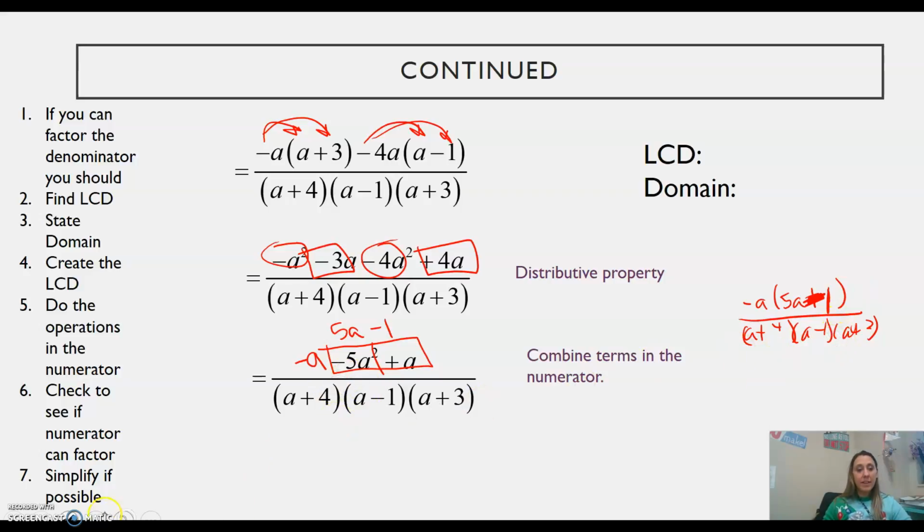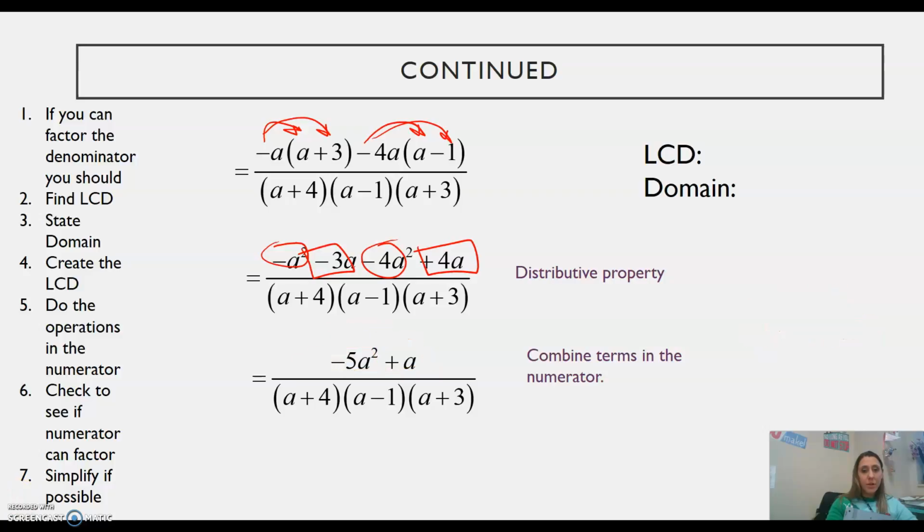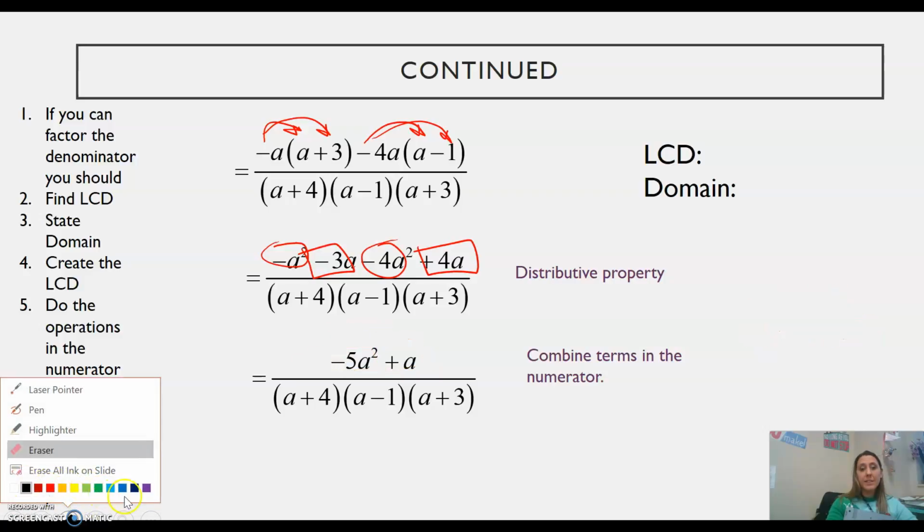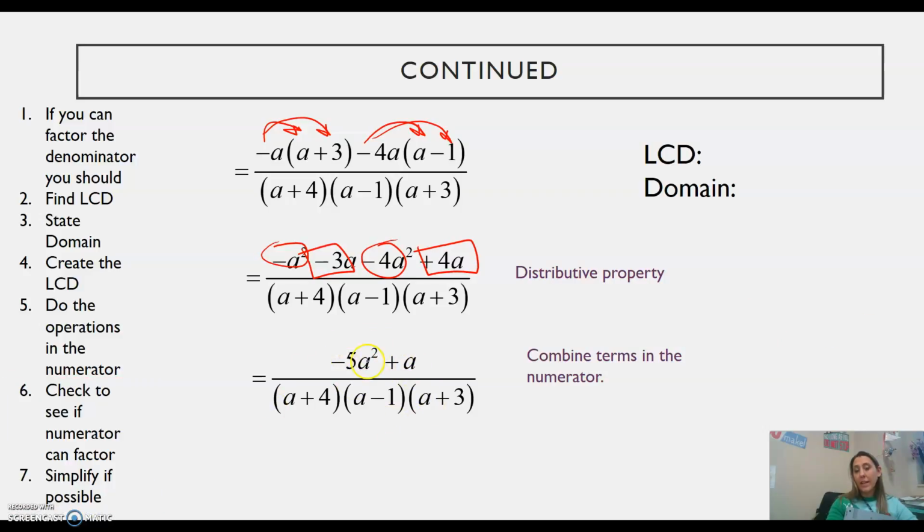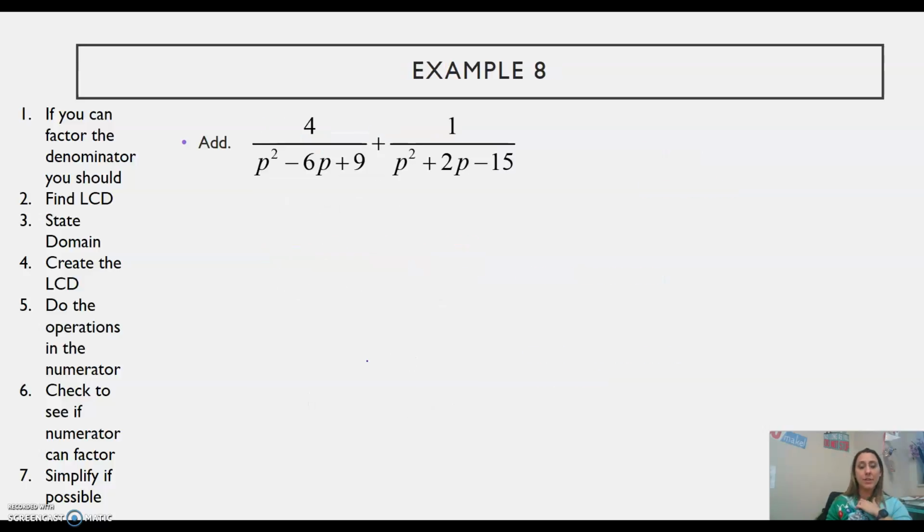So then my final answer would actually be what I came up with, the negative 5a squared plus a. If you have it in factored form, that's fine, but in the online homework, that will be marked wrong. Okay, so let's try this one. Go ahead and hit pause and write this down.